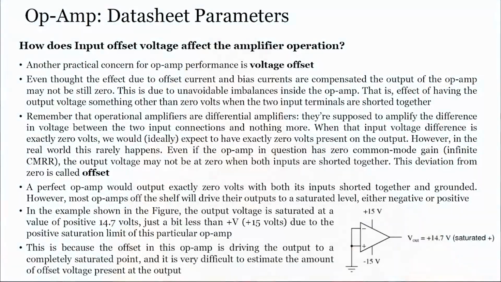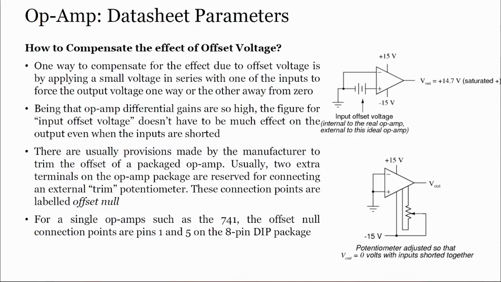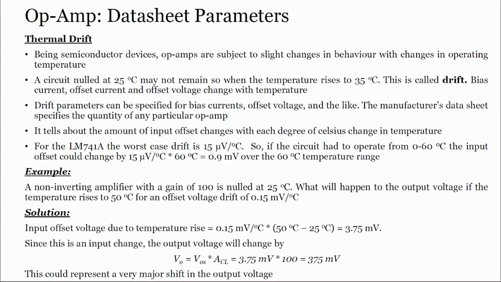Then if you come back to the screen, another question is: how does input offset voltage affect the amplifier operation? Earlier it was input bias current, here it is input offset voltage. This also we have seen, so just look at the videos please.